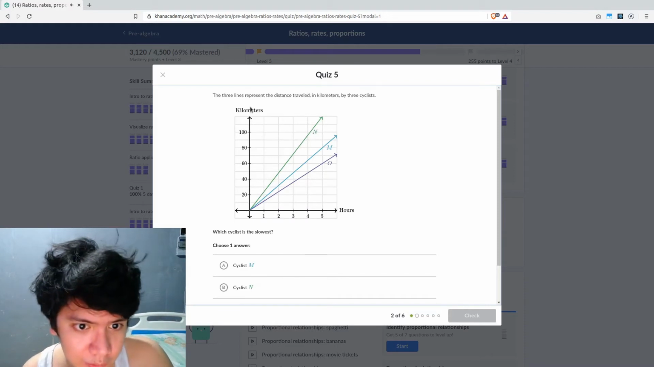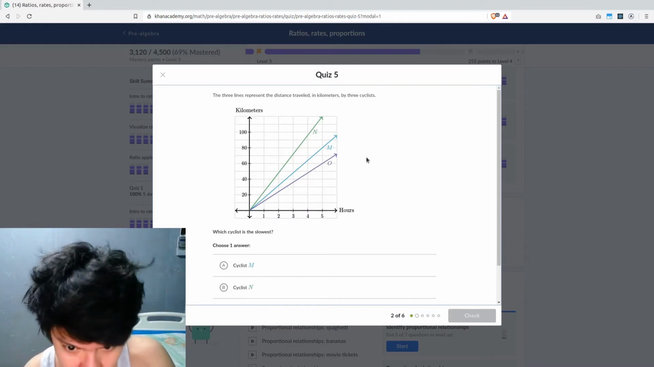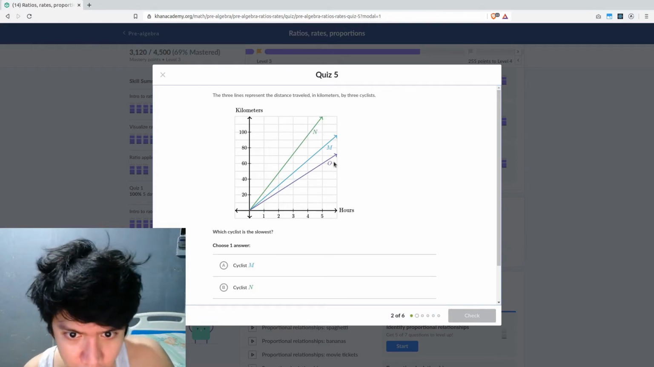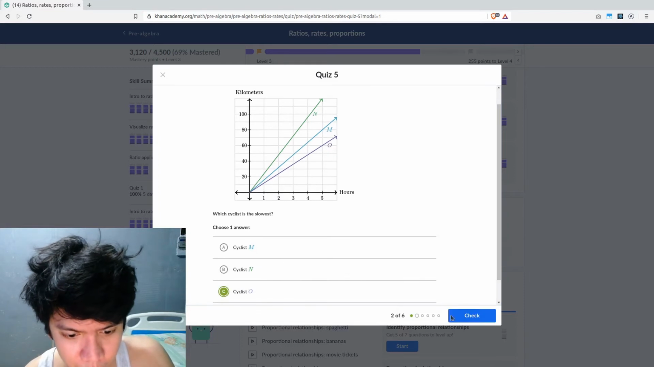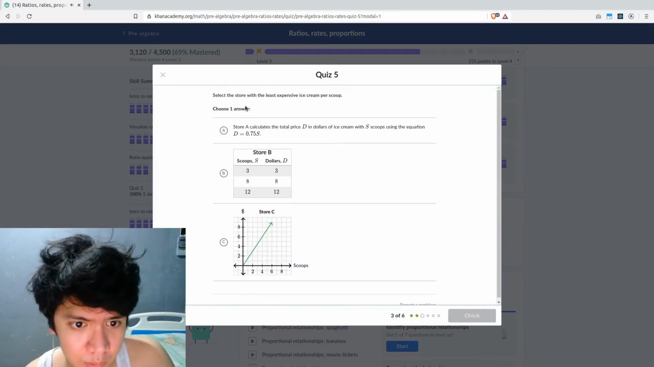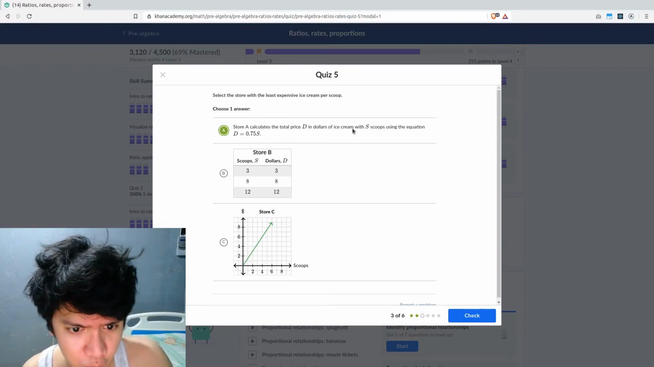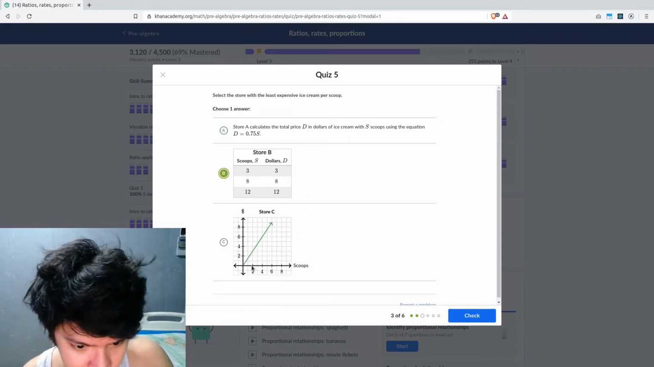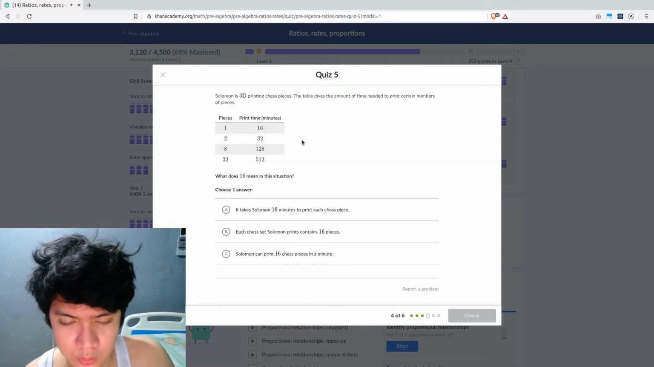The 3 lines represent the distance traveled in kilometers by 3 cyclists. Which cyclist is slowest? Okay, it's gonna be O. It's gonna be O. .75 per scoop, 1 to 1, and this is 1.5 per scoop. So this is the least expensive.